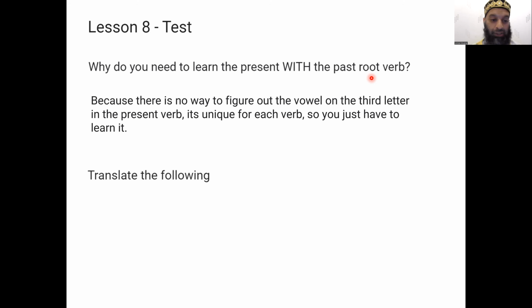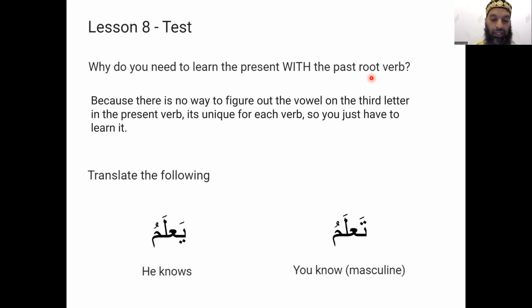Translate the following. Ya'lamu. Remember, whenever you see a ya, it's third person. Look at the ending, it's not a plural. So it's he and the verb. He knows, right? He knows.